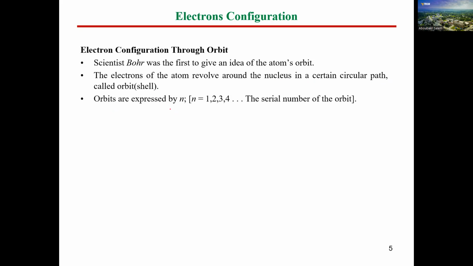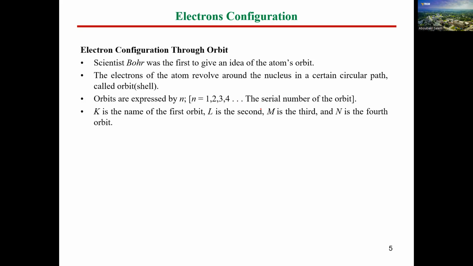Orbits are expressed by n, where n can be 1, 2, 3, 4, and so on. So this is a serial number of the orbit. So we have orbit number 1, 2, 3, 4, and so on. So for any atom, we will have some number of orbits or shells around this atom or around this nucleus.